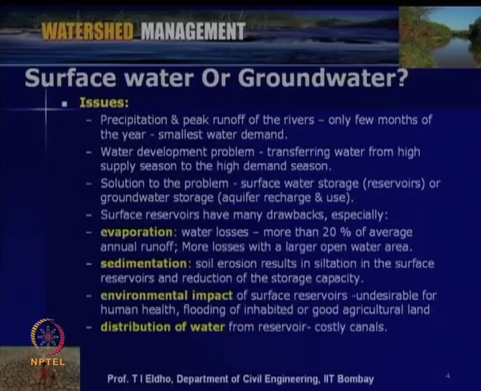So, this soil erosion results in siltation in the surface reservoir, and then finally there will be a reduction in the storage capacity. So, that is another major issue as far as the surface water is concerned.